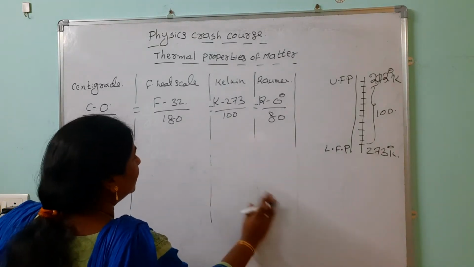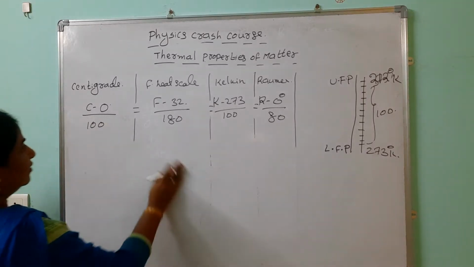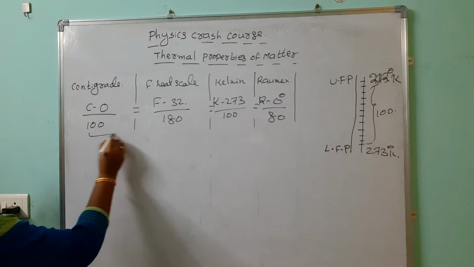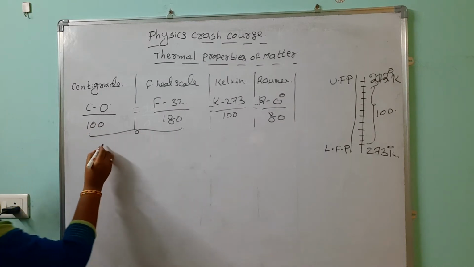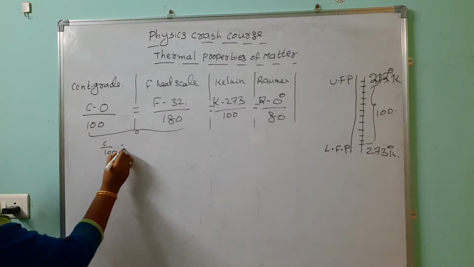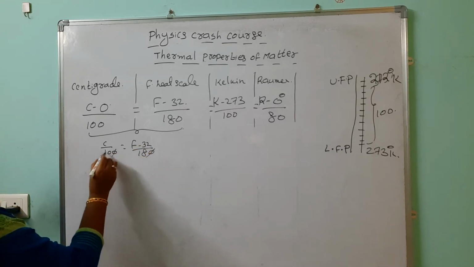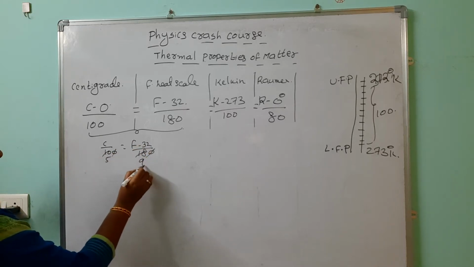Then how to find out the relation between the centigrade scale and the Fahrenheit scale? Look here first. When we are taking these two scales, C by 100 equals F minus 32 by 180. After simplification, this is 5, this is 9.